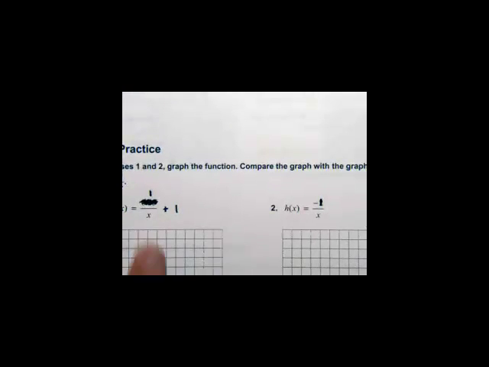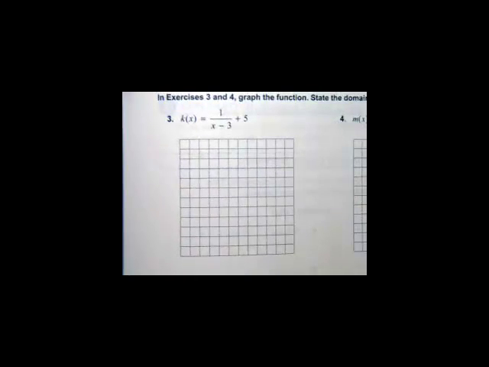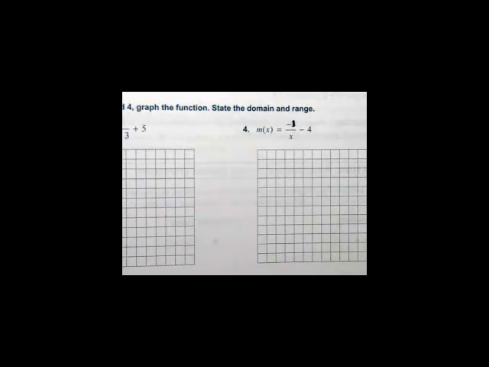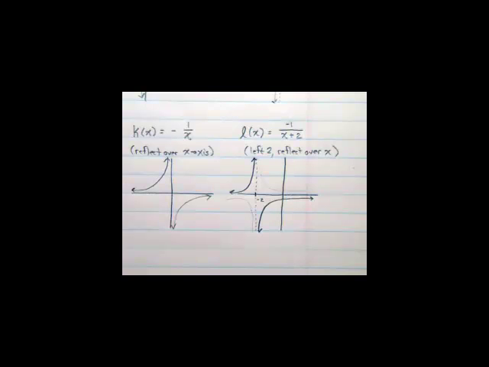Okay, so then I'd like you to do 1, 2, 3, and 4. So over here, number 1 is going to be 1 over x plus 1. Number 2, just negative 1 over x. Number 3, it's fine. And then number 4, negative 1 over x minus 4. All right, see what you can come up with. I'll do the same thing.